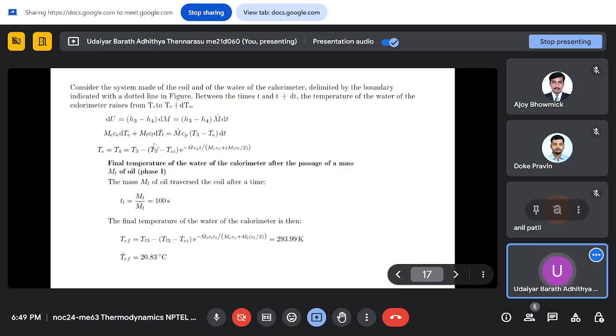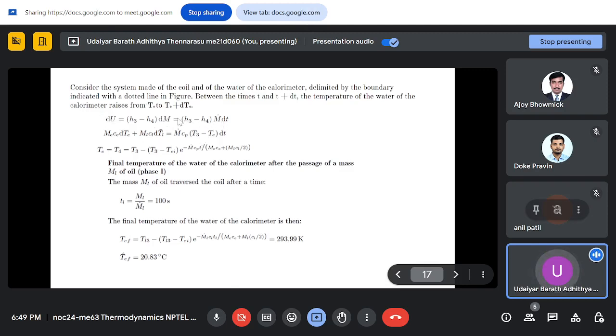This is the simplified equation which you get from the steady flow energy equation. You will neglect the potential energy and kinetic energy, and there is no heat transfer with the surroundings. So Q is 0, W is 0. So this is what we will get.